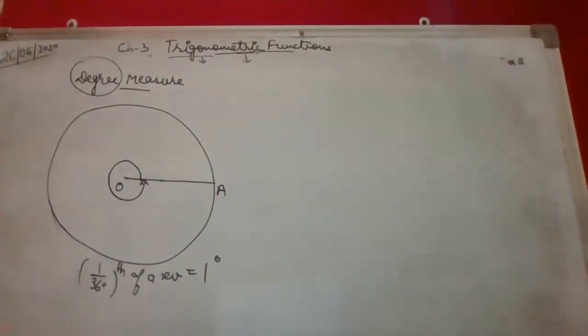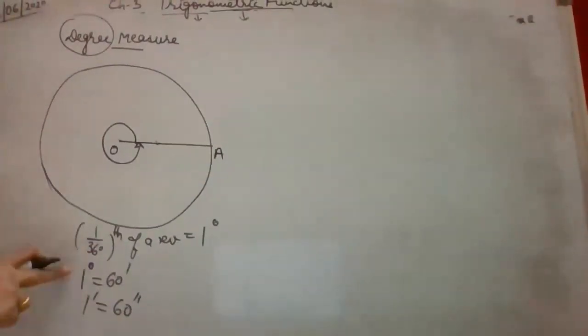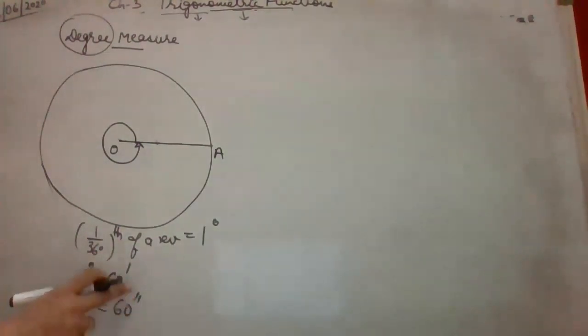And we need the subunits also. Now what are the subunits here? 1 degree is equal to 60 minutes and 1 minute is equal to 60 seconds. This all we need to know here. We denote them by these dash signs here. Okay, let us come to radian measure now.